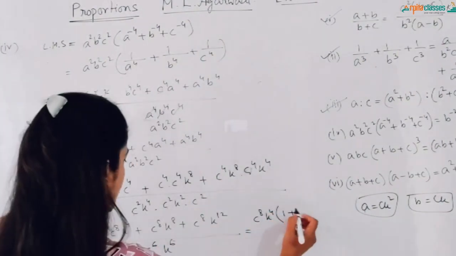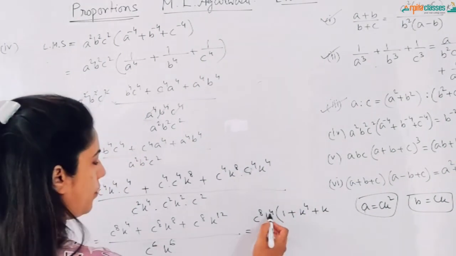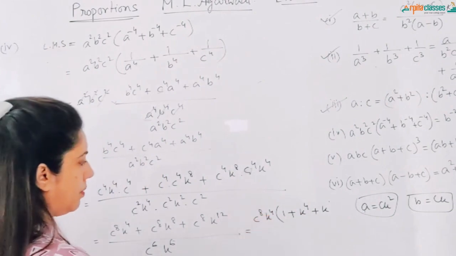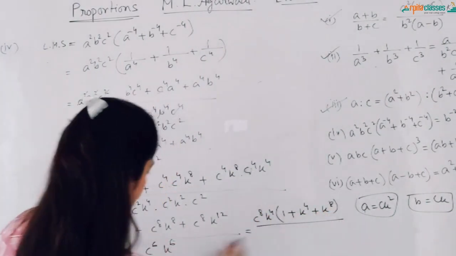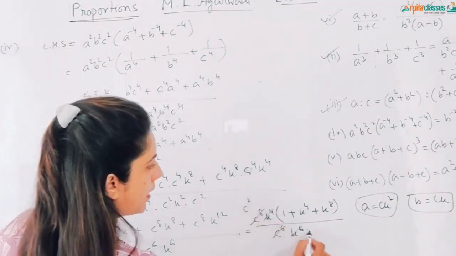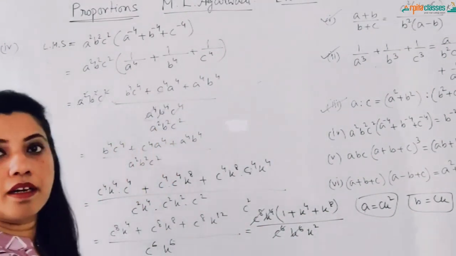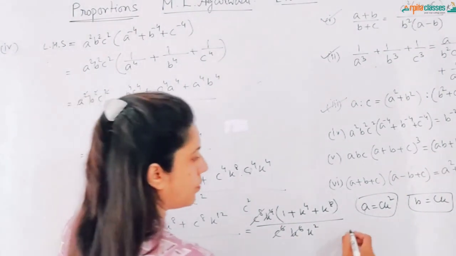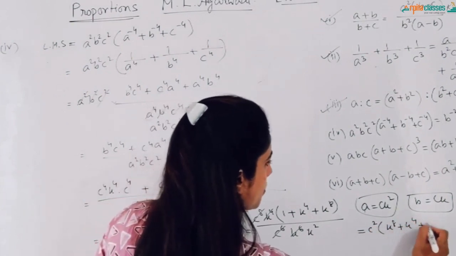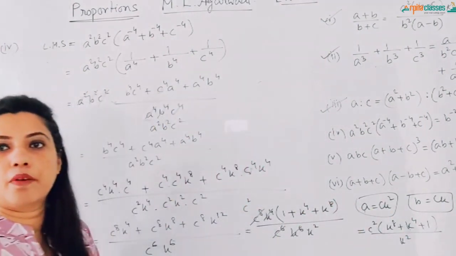So we get 1 here plus k^4 plus k^8 divided by c^6 k^6. So this will get cancelled, this is c^2, and this will get cancelled, this is k^2. So from the left hand side we are getting, where should I write? Is it visible? Yeah, so I am writing here, from the left hand side we are getting c^2 whole into k^8 plus k^4 plus 1 divided by k^2. This we are getting from the left hand side.